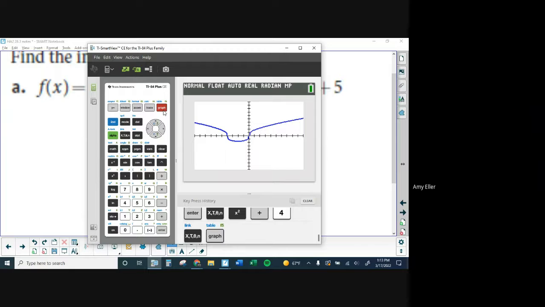Does that look like something you've graphed before? No. Does that have a domain of all real numbers? Yes. Does it have a range of all real numbers? No. Every one we've done so far has. This one doesn't. Is this graph one-to-one, passing the vertical and horizontal line test? No. What does it look like? I'm going to show you.